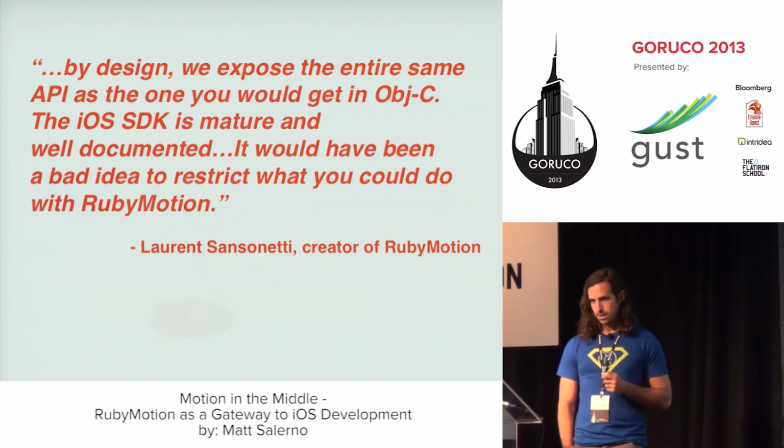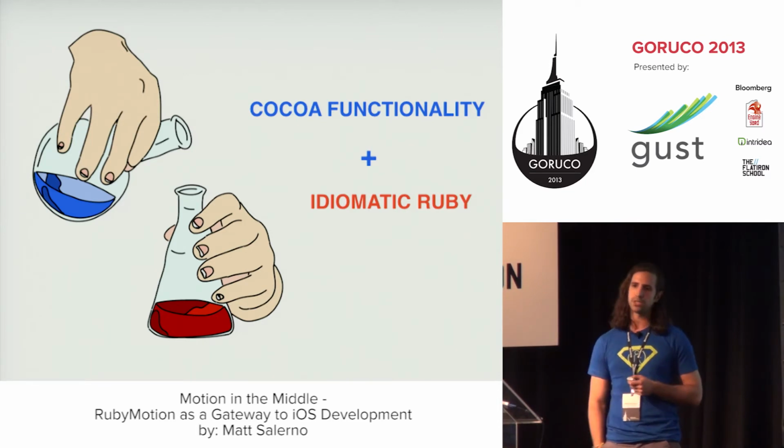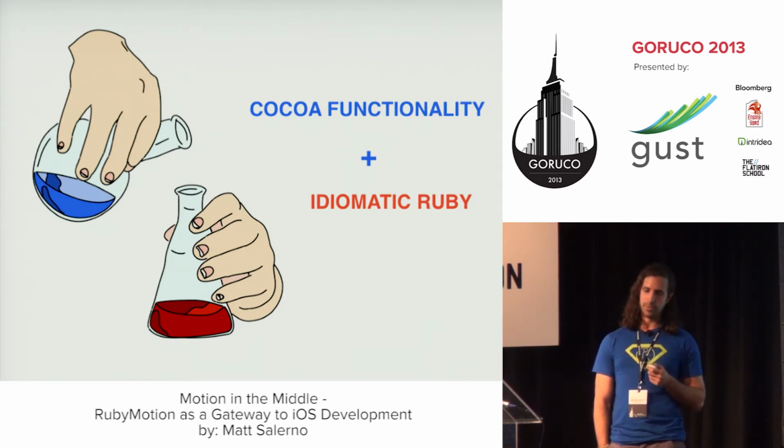So what that means, straight from Laurent there, is you're not sacrificing any Cocoa functionality when you're building a RubyMotion app. Now, I think mixing the power of the Cocoa frameworks with the speed and expressiveness of Ruby is a really powerful concoction. So we can build really highly functioning apps with RubyMotion, but you can build them very quickly and creatively using our beloved Ruby.